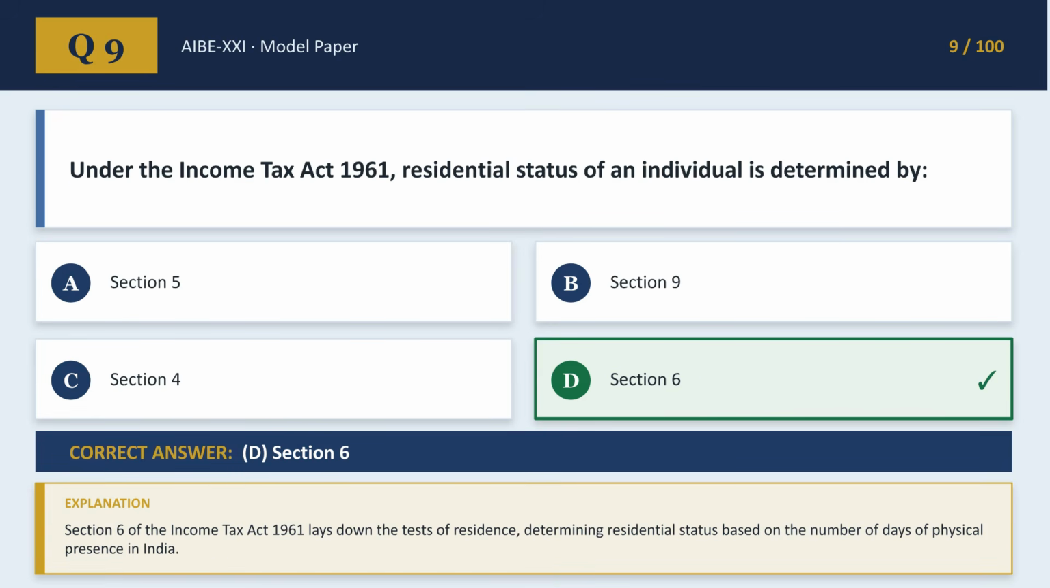Question 9 asks how the residential status of an individual is determined under the Income Tax Act 1961. The correct answer is D, Section 6, which lays down residence tests based on physical presence in India.